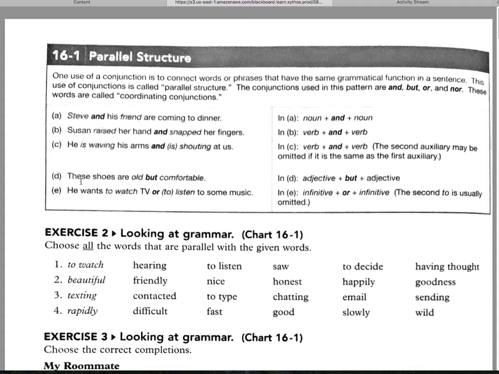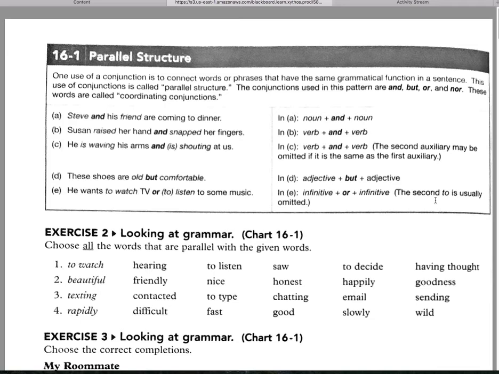In letter D, these shoes are old but comfortable. You notice old connected with the conjunction but and then comfortable. In D, we have adjective old, the conjunction but, and then adjective comfortable. Letter E, he wants to watch TV or listen to some music. You can say he wants to watch, which is an infinitive, or to listen to some music. In E, infinitive, or, and then infinitive again.